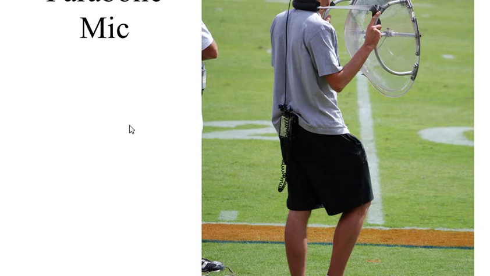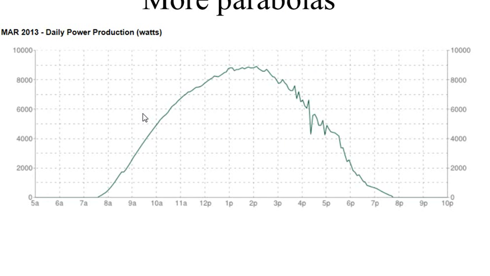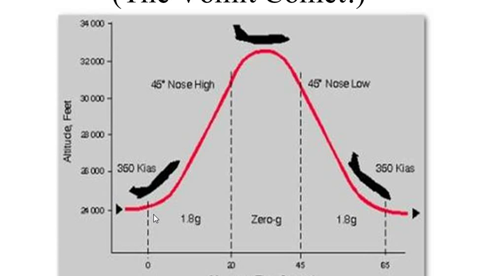Monday Night Football would not be the same if you couldn't hear all the grunts and groans. This is a solar collector at Delta College, and the amount of power it gets looks fairly parabolic to me.